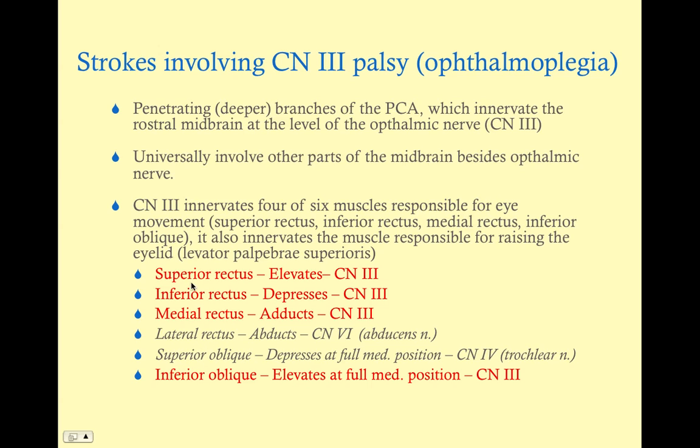Now, what do these muscles do? The superior rectus elevates your eye. It allows your eye to move up. So if you're looking up into the sky, that's your superior rectus doing that for you. Your inferior rectus depresses your eye. So if you look down at your shoes, that's your inferior rectus. Your medial rectus adducts your eye. So if you look at your nose, the eye that's looking at your nose is being moved by your medial rectus. Your lateral rectus helps you look off to the side.